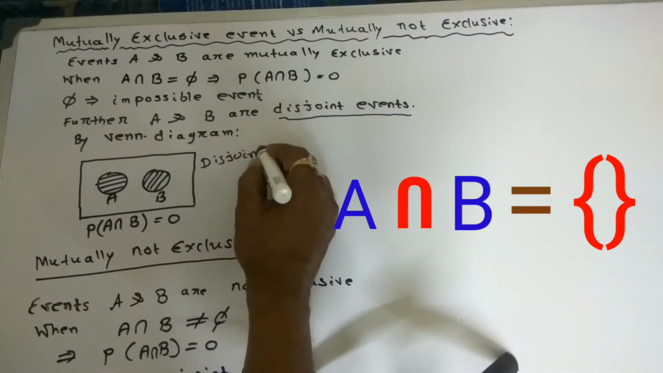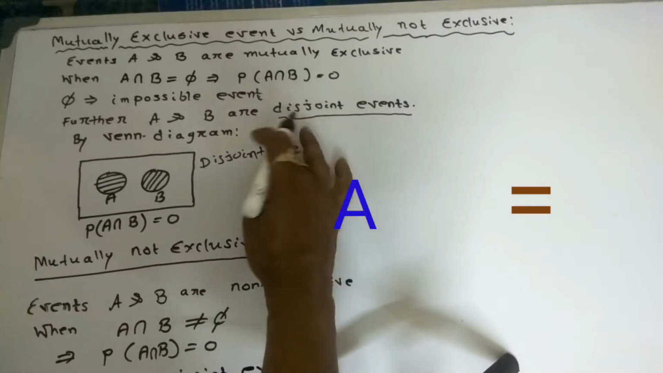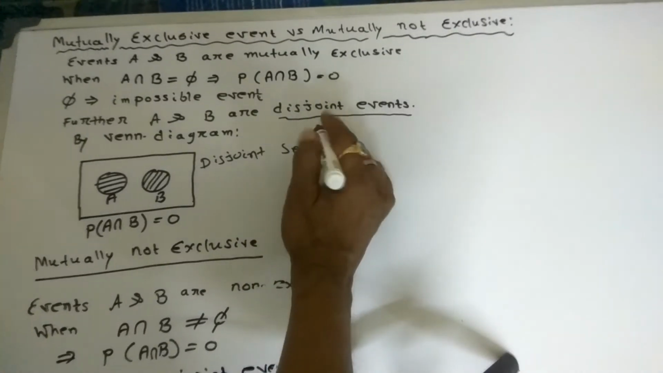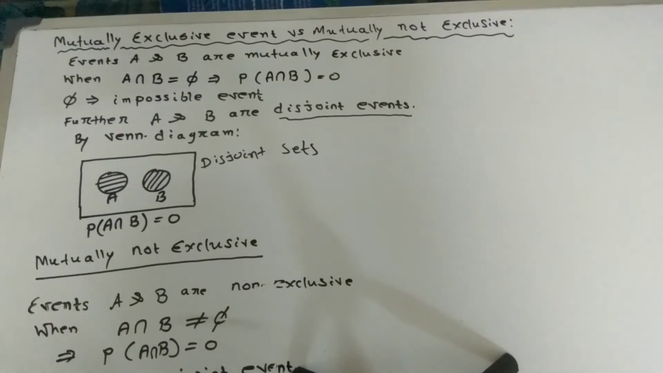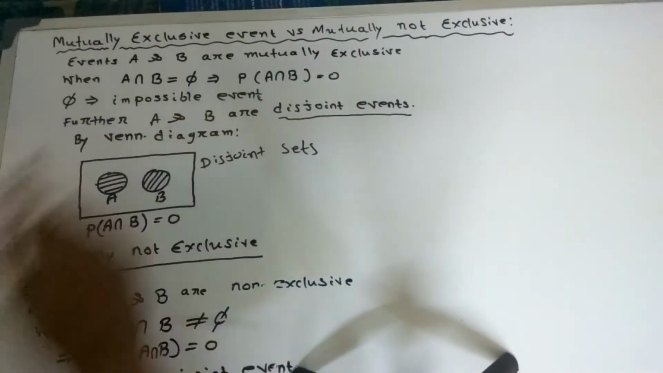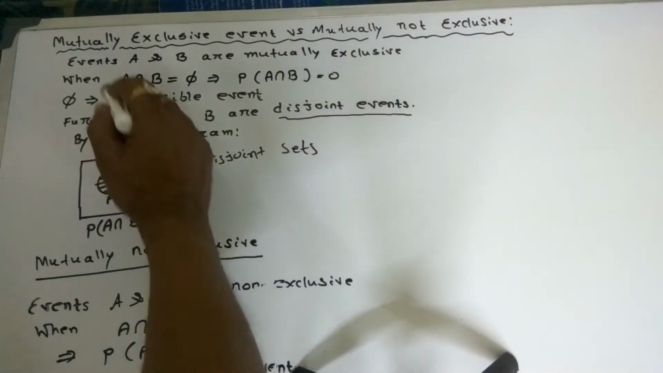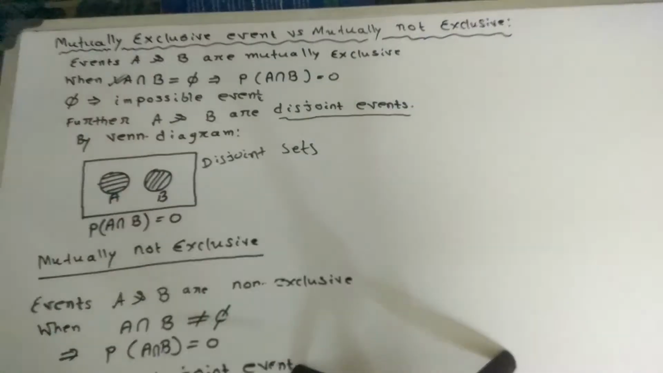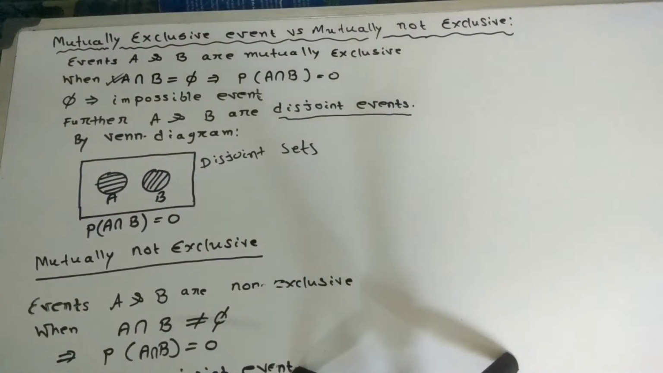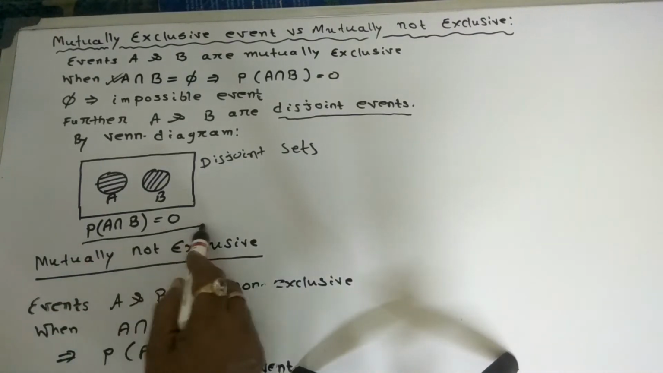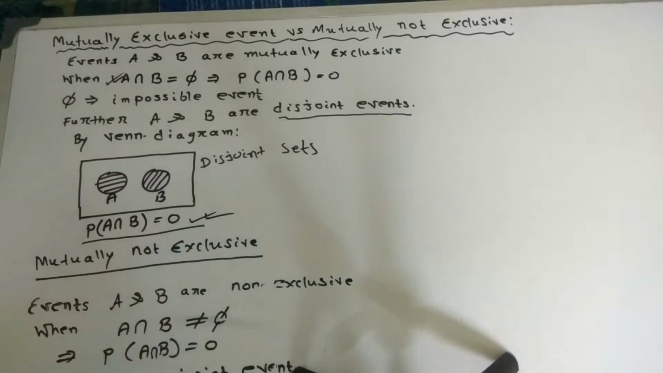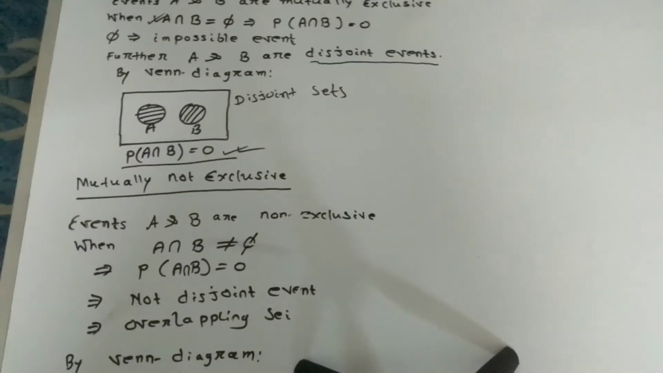Okay, you have understood this. So they are disjoint events, so they cannot occur simultaneously. Keep it very clearly in your mind, this is very important. A intersection B is always phi. They cannot take place simultaneously.